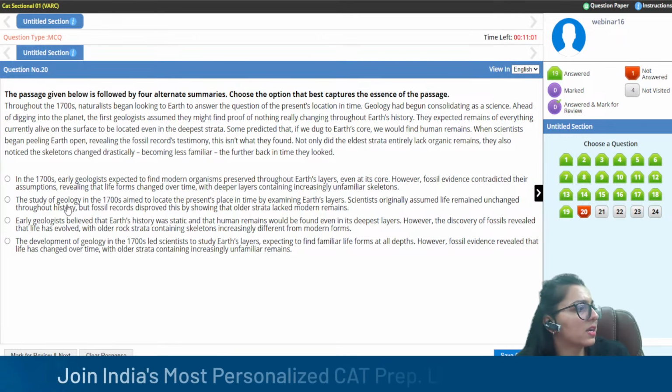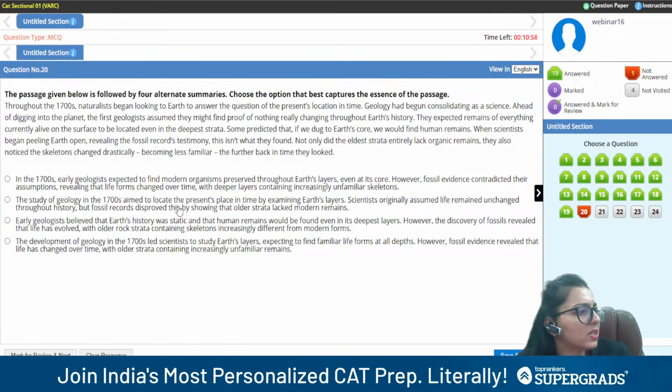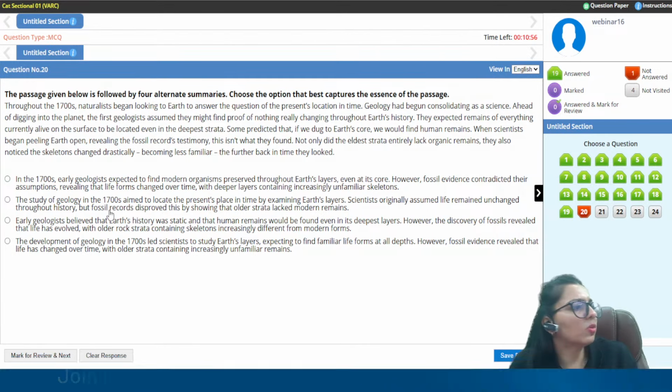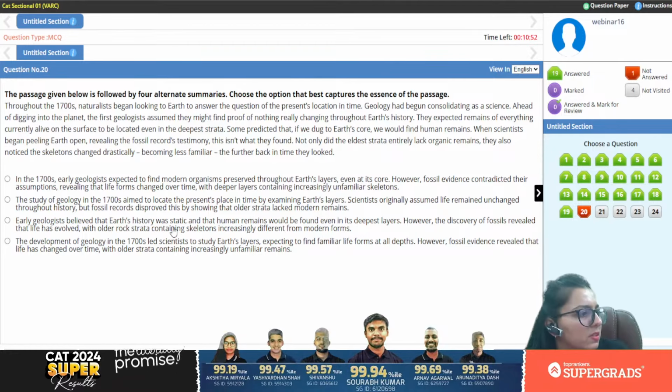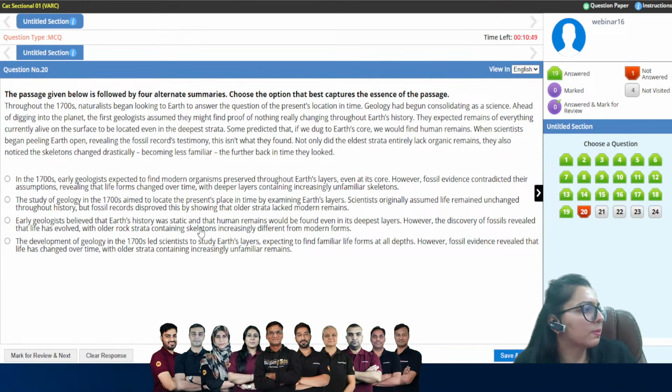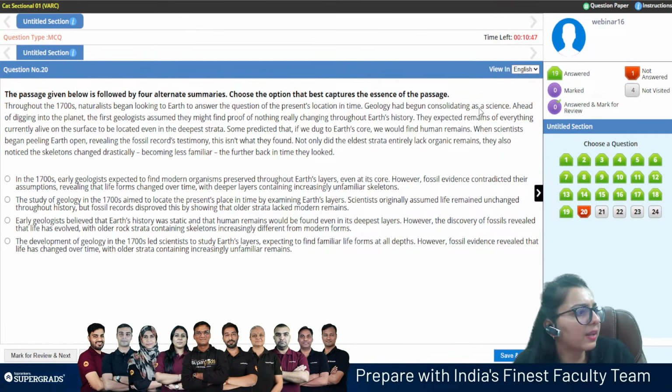आगे देखते हैं. The study of geology in the 70s aim to locate the present. Okay, aim to locate वाला तो गड़बड़ हो गया, हटा दो. Early geologists believed that the Earth's history was static, and was it about the fact that they were static?